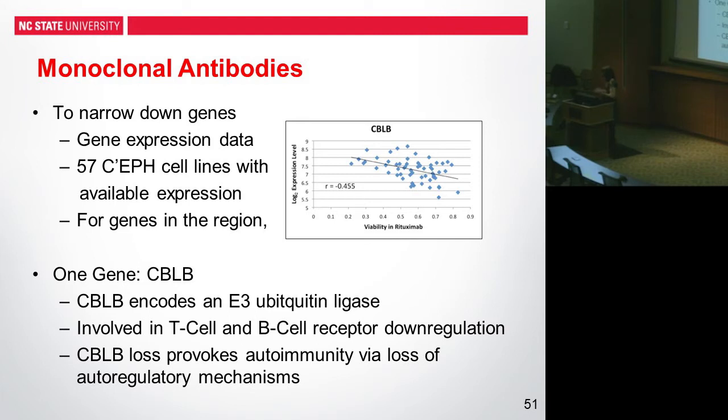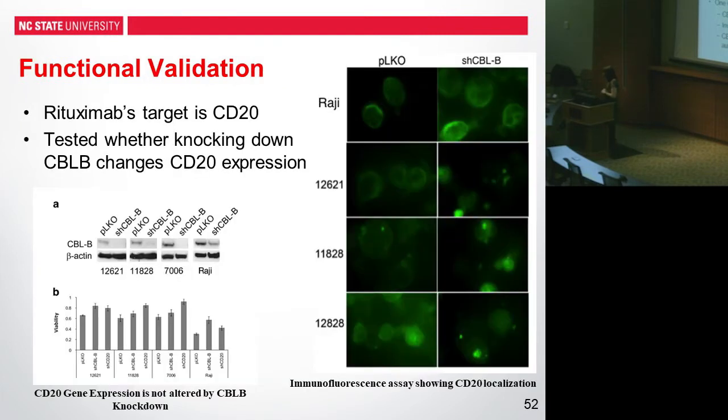It encodes an E3 ubiquitin ligase. It's involved in T cell and B cell receptor downregulation. CBL-B loss promotes autoimmunity, and that's really all we can find. CBL-B does come up in pharmacogenomics in general, but had never come up with monoclonal or any chemotherapy or cytotoxic response before. So we thought, maybe this is something a little bit new and interesting.